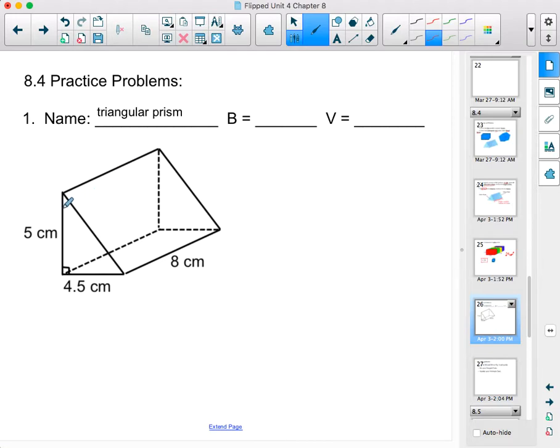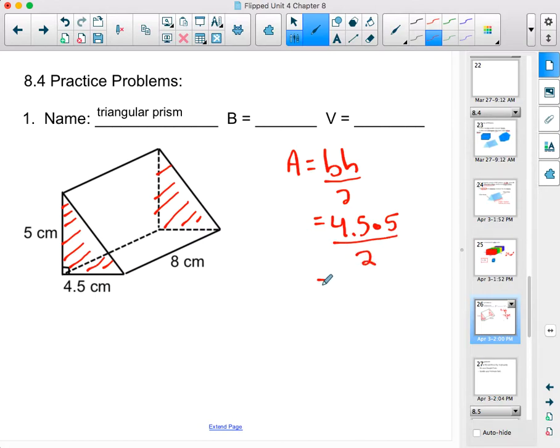Now, my bases are triangles. I'm going to give them a quick shading here. Here's one base, and here's the other base. What we need to do is we need to find the area of one of those bases. So let's start working on this guy. That is a triangle. So the formula for area of a triangle is A equals base times height divided by 2. The base is 4.5 and the height is 5.